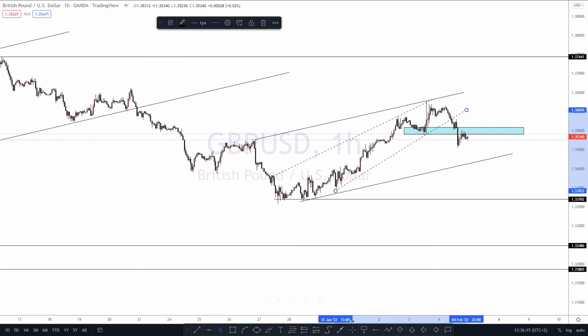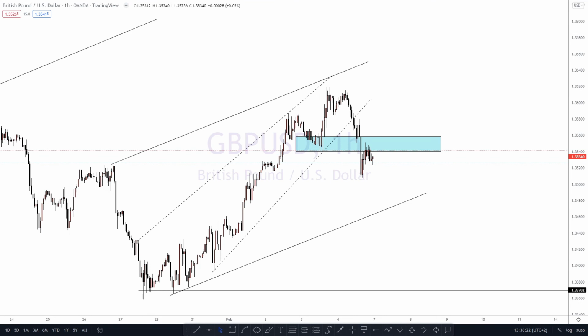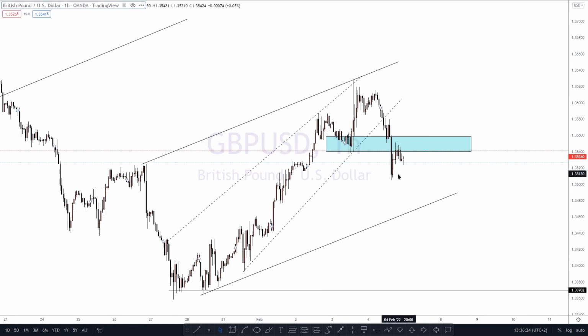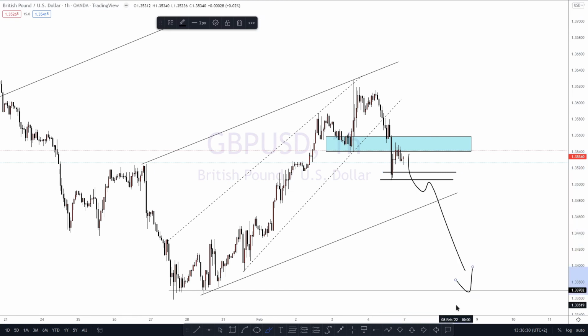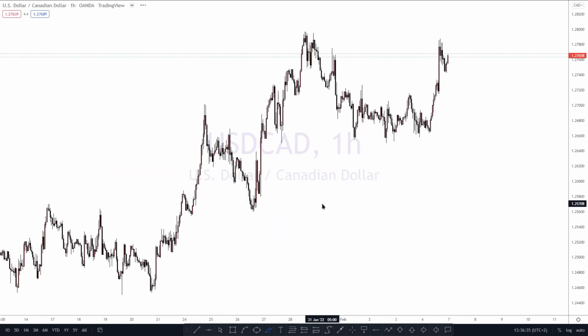We just anticipate that price is just going to break below. Let me just zoom in. Anticipate that price is going to break below this zone, and then we'll see more bearish momentum. And move next to USD CAD.